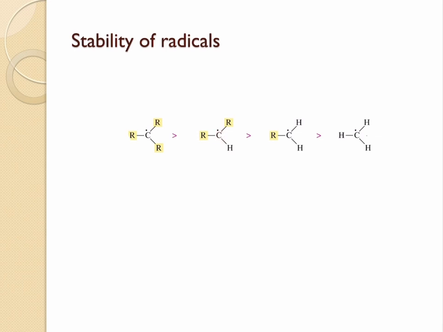The alkyl groups stabilize radicals the same way they stabilize carbocations, that is by hyperconjugation. So here is the correct order of stability of the radicals. You can see that the tertiary radical is more stable than the secondary, and then comes the primary and methyl.